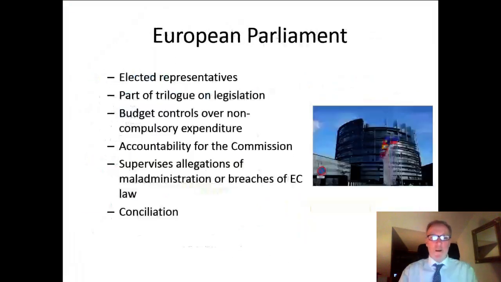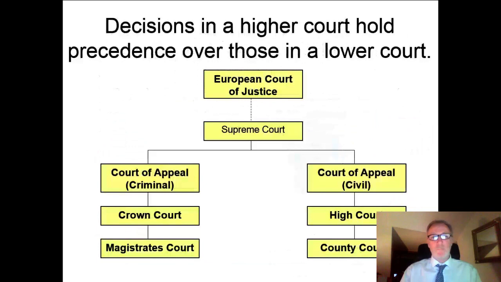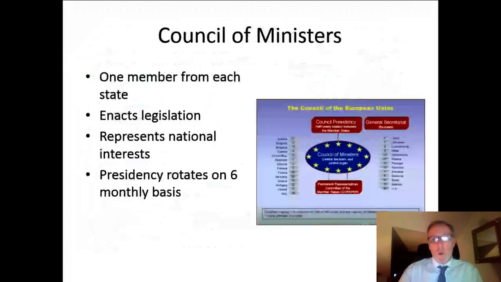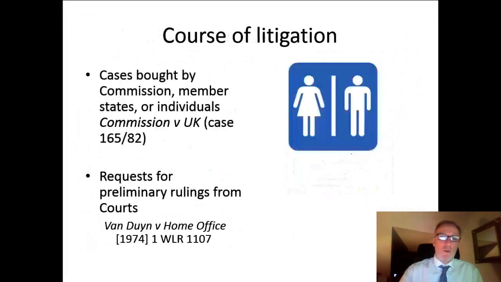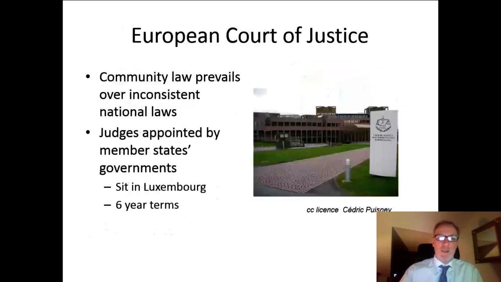And then it'll refer it back to those. There we go. Bang. And then whatever the outcome of the case will be decided by the domestic court. Or the ECJ can do proceedings can be initiated through the ECJ by member states, by the Commission.